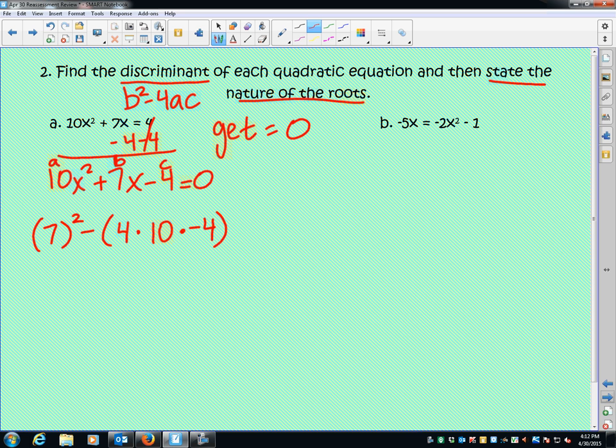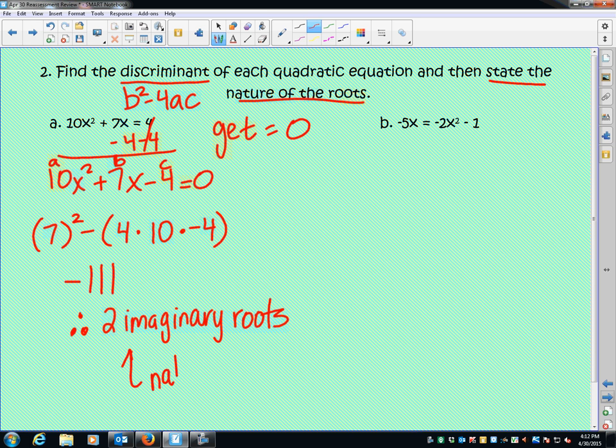And so you're going to take your calculator. You are simply going to type that in. If you have it just like I have it with the parentheses, you should have no problem, and you will get negative 111. So you think, all right, is it positive, is it negative, or is it 0? And this number is negative, so therefore we will have two imaginary roots. And that is the nature of the roots. This right here is describing what kind of roots we will have. Nature of the roots.